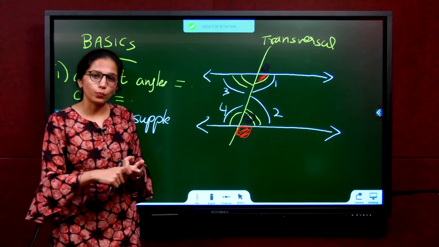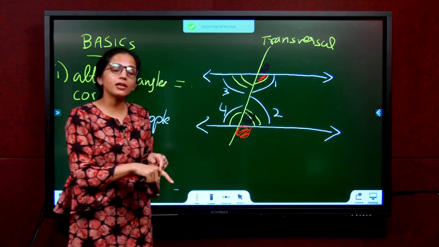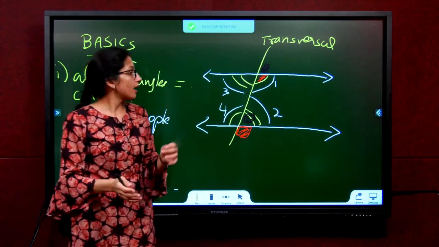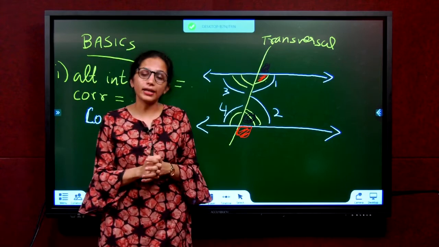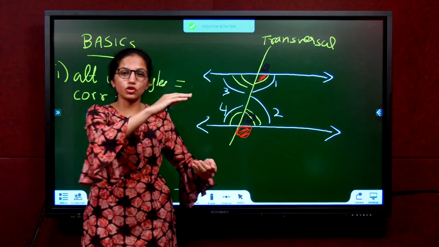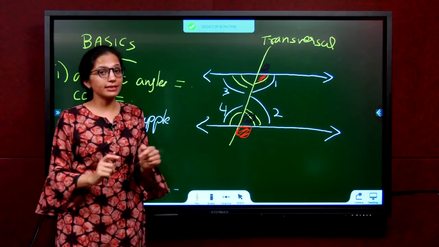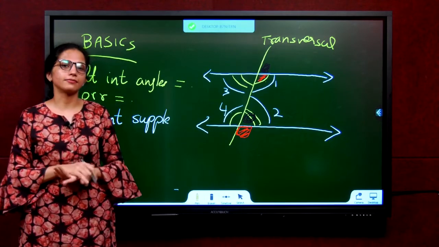The converse is also true. If alternate interior angles are equal, lines are parallel. If corresponding angles are equal, lines are parallel. If co-interior angles sum up to 180, lines are parallel. So it works both ways. If it is parallel, this is true. If this is true, lines can be parallel. Is this clear? We will be using this in the next sum. So I hope it's clear.